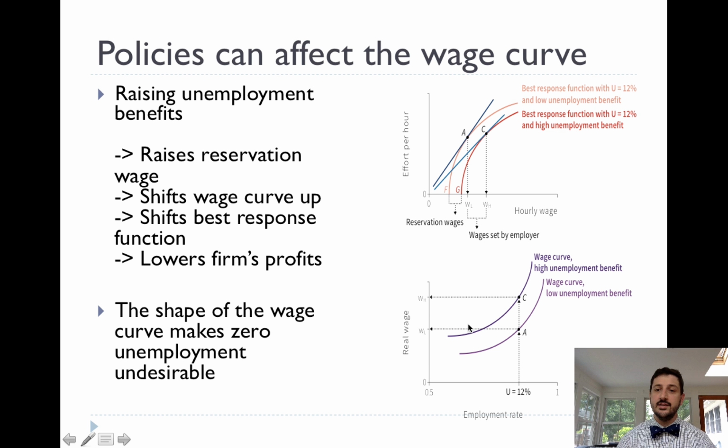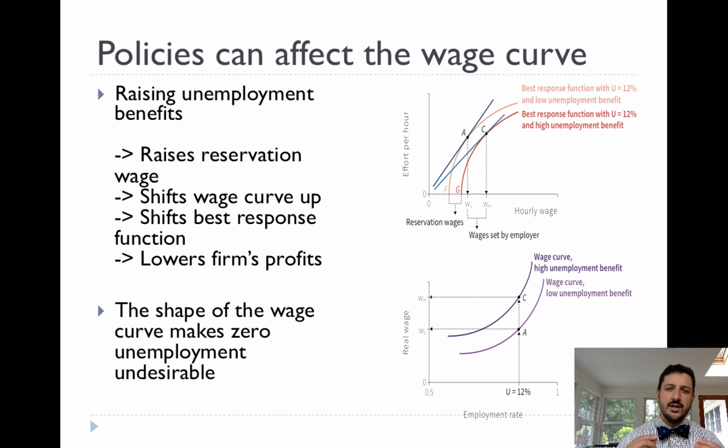So this means that policies can actually be pretty important. If we raise unemployment benefits, that's going to increase the reservation wage. That's going to shift our wage curve up. That's going to shift the best response function and lower firms' profits. So if you're a firm that is only interested in your profits, you say, well, I don't think we should have such good unemployment benefits. I don't think we should have things like medical insurance for people who are unemployed, because that's going to make it easier to be unemployed, and I want it harder to be unemployed so that that best response function shifts up and I can be on a higher iso-profit curve.